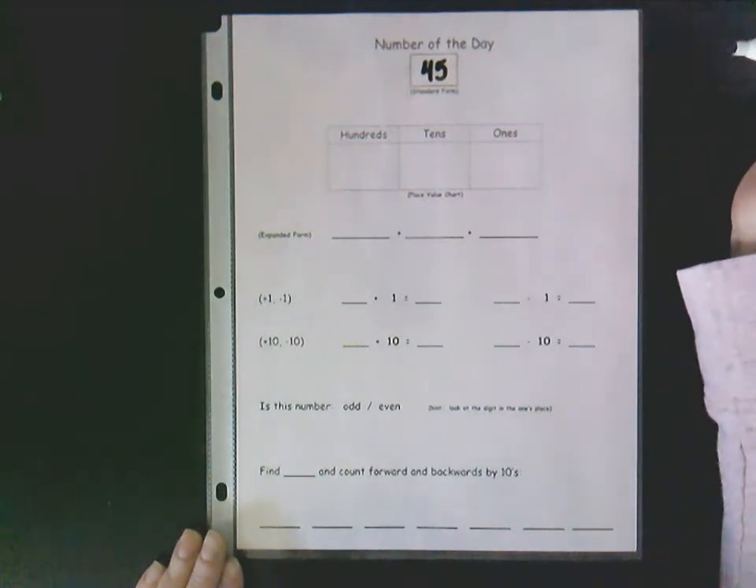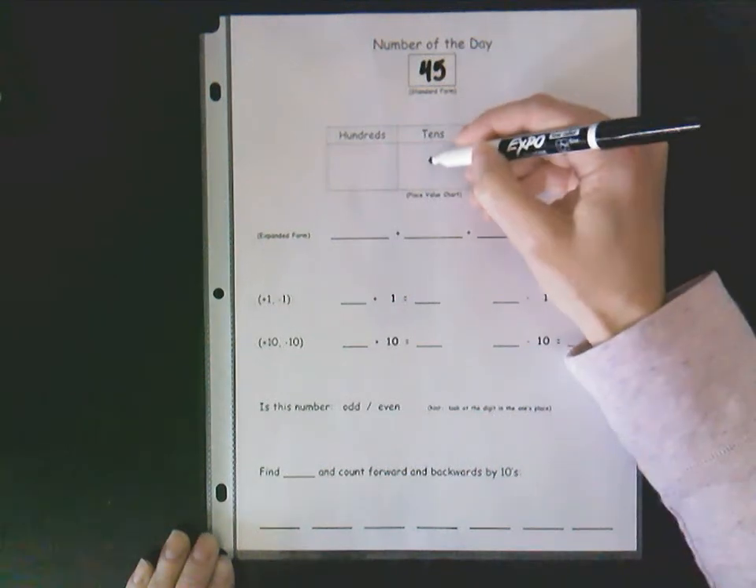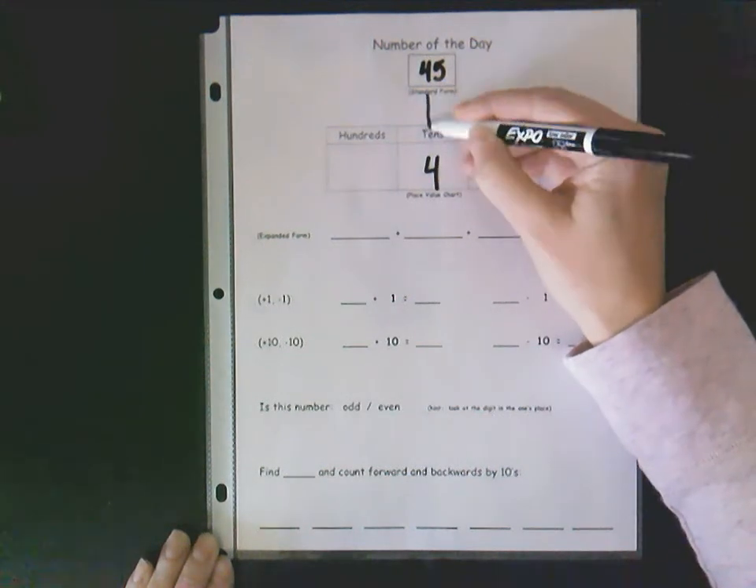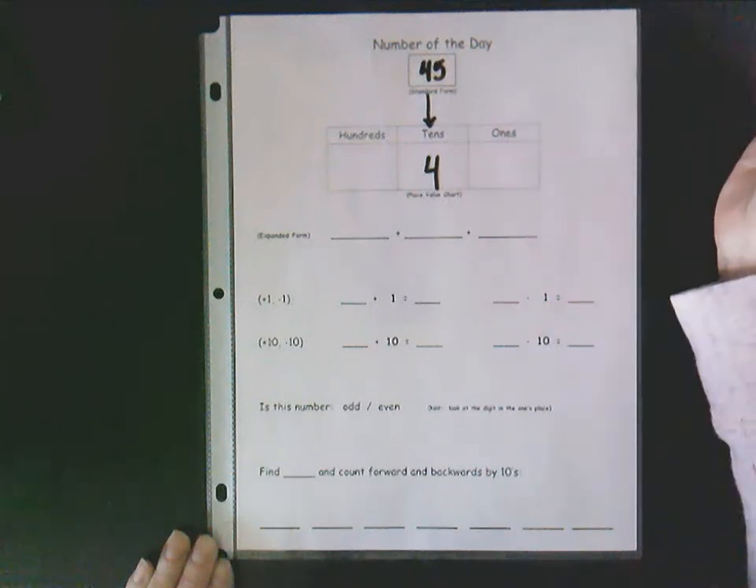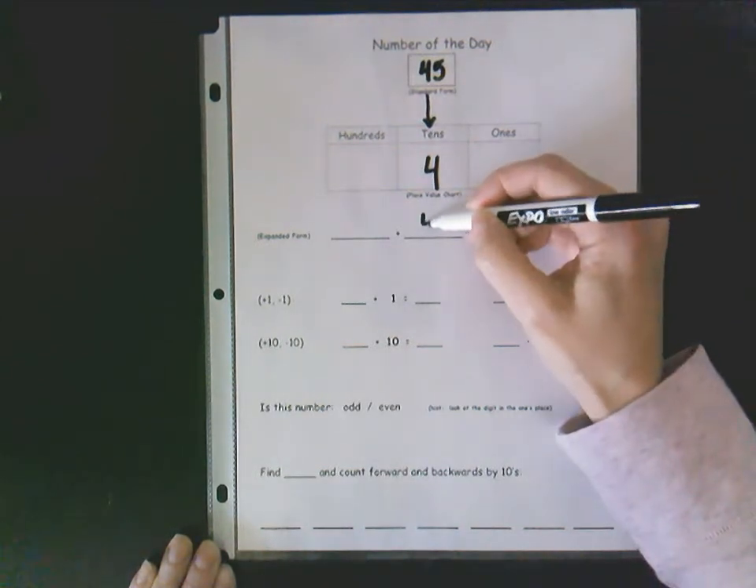How many digits is the 45 made of? You're right, 2 digits. Which of those digits is in the tens place? You're right, the 4 is in the tens place. And in the tens place, that 4 has what value? You're right, 4 tens, which is 40.